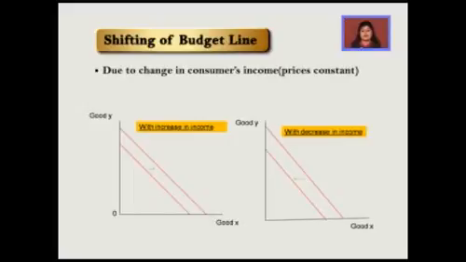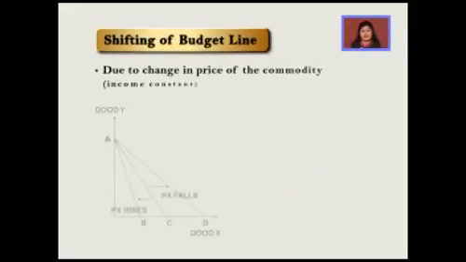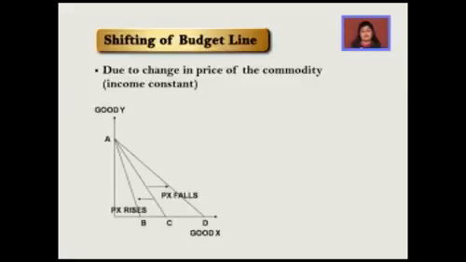So my income will decrease and both the quantities will be bought in lesser quantities and my budget line will shift leftward. Now, that is not the only way that budget line shifts. Budget line also shifts with the price of the commodity, income being constant. As you can see in the diagram, if the price of X good falls, I can buy more of X good, but the quantity of Y will remain same.